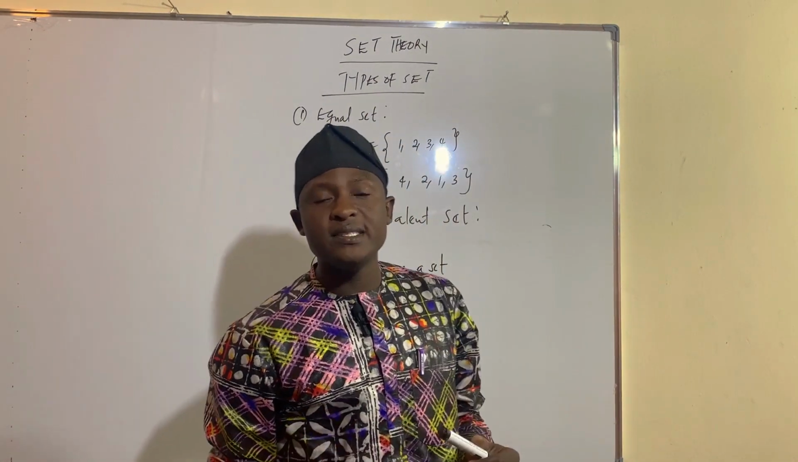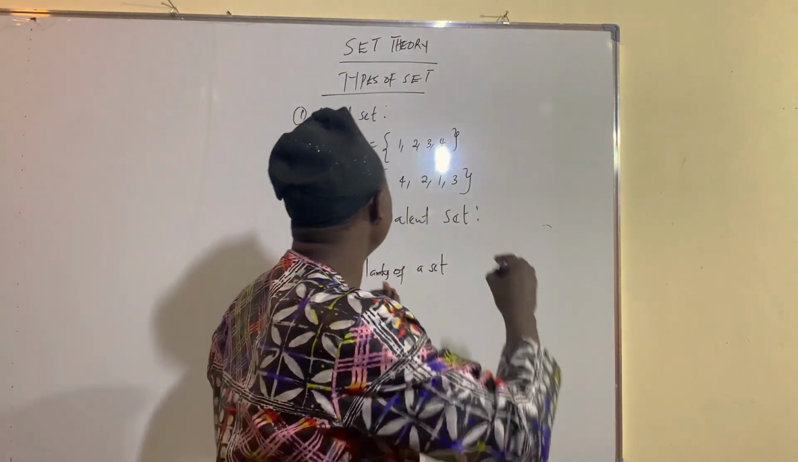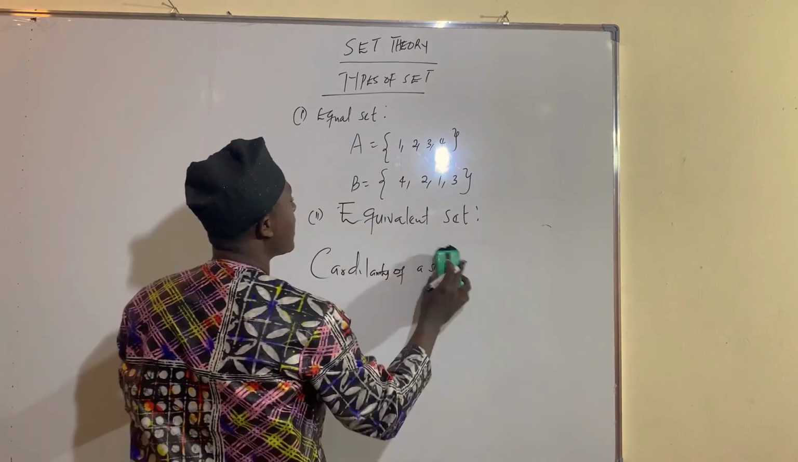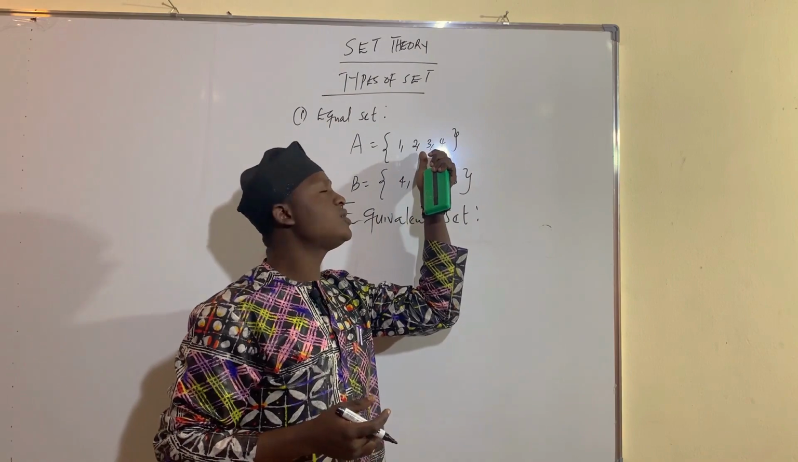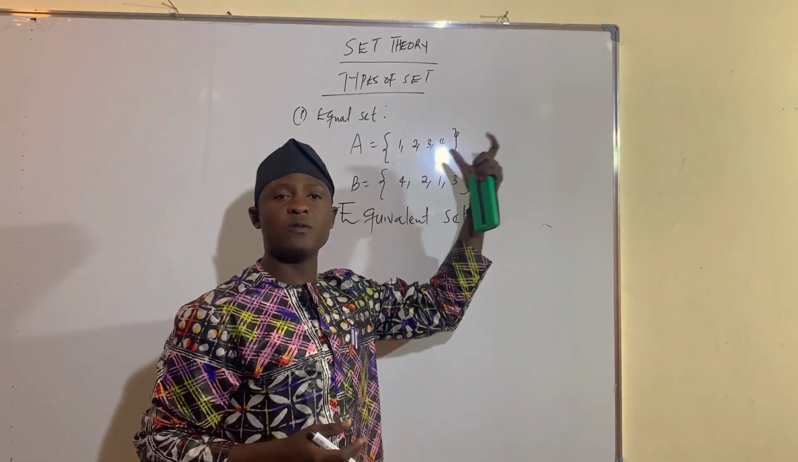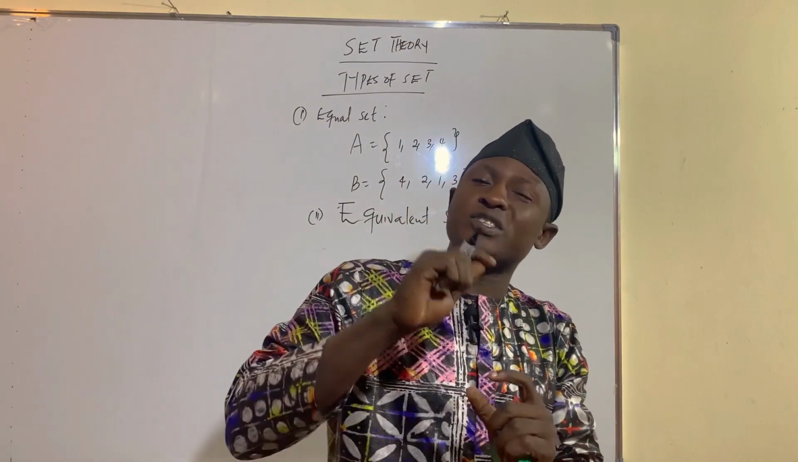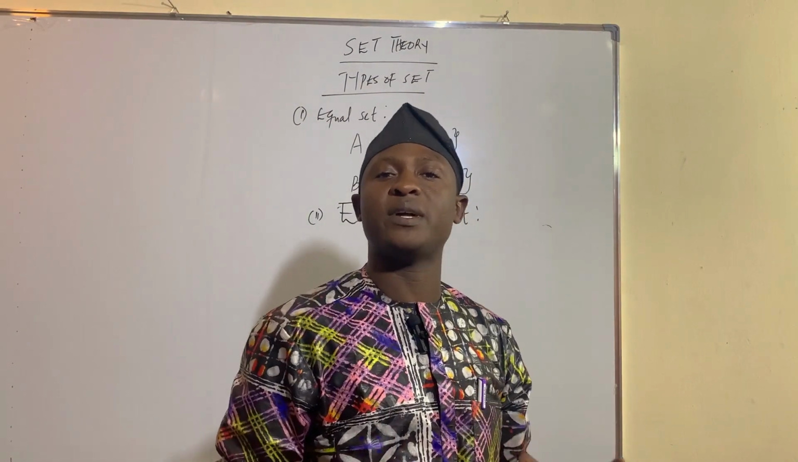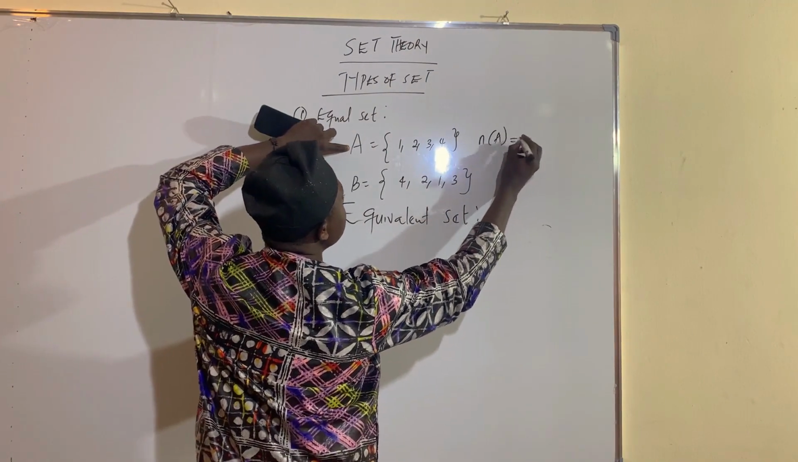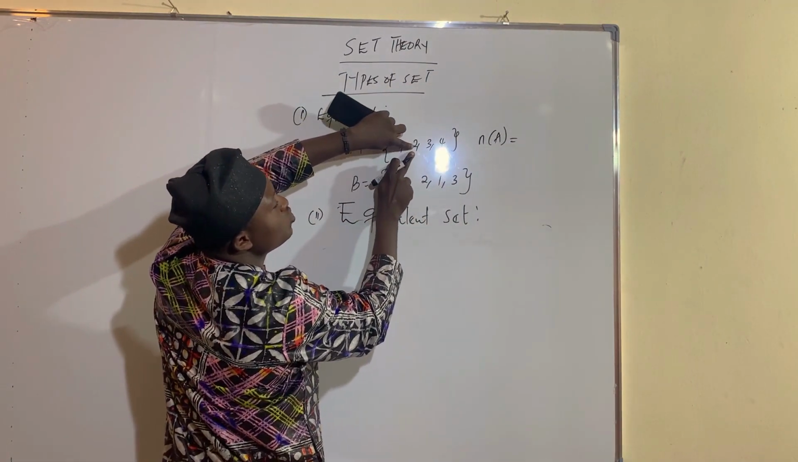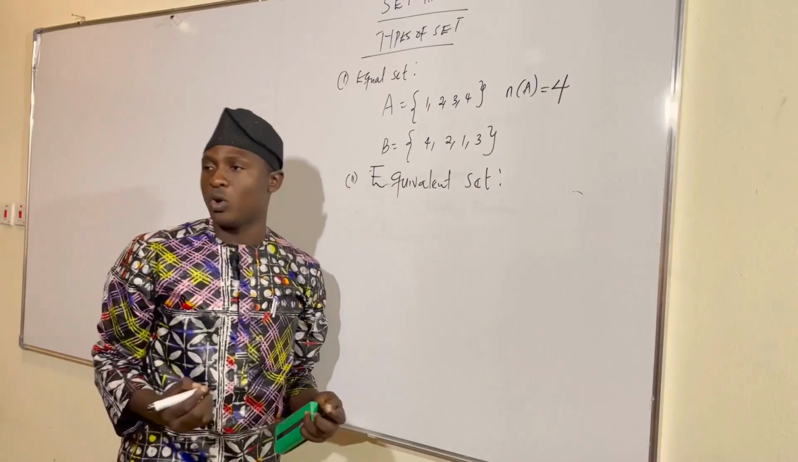For example, for A, we have A equal to 1, 2, 3, 4. Assuming I want to find the cardinality of this A, don't worry about the word cardinality. It just means the number of elements that we have in a particular set. By counting it, that is 1, 2, 3, and 4. That means the cardinality of A here is equal to 4.